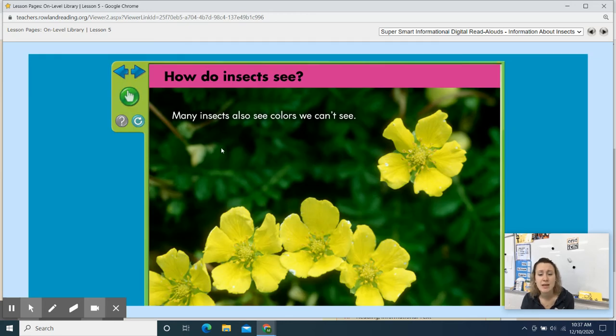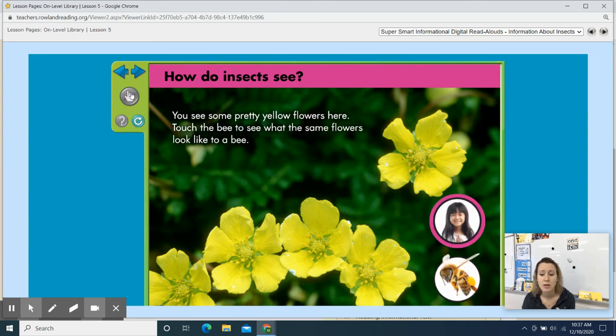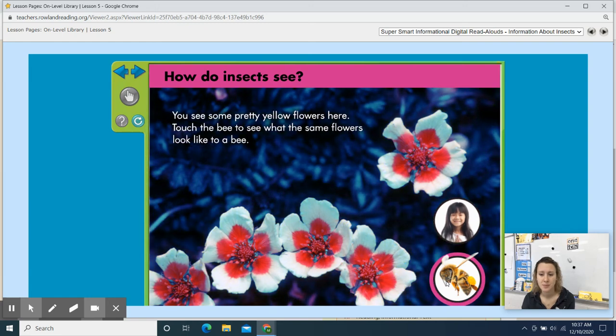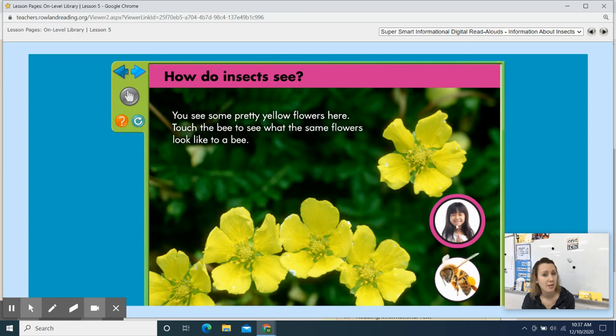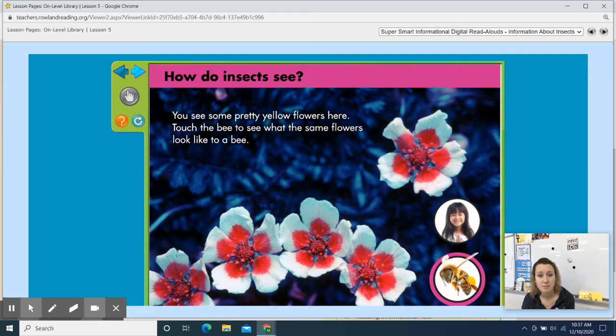How do insects see? Many insects also see colors that we can't see. All right, so as a little girl, as a person, what color are these flowers? Yellow. Now, if you were a bee, this is what they would look like. You see some pretty yellow flowers here. It says touch the bee to see what the same flower looks like to a bee. So as a human, they look yellow. As a bee, that's what they see. They know to go and get the pollen from those flowers.